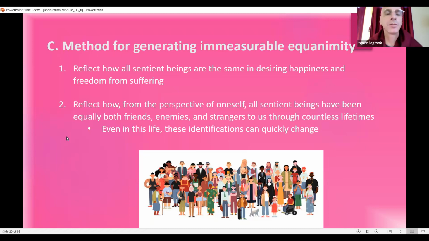Then begin with the first and the main reasoning. Reflect how all sentient beings are the same in desiring happiness and desiring to be free from suffering. So first check in with yourself to see how you yourself have those fundamental desires to have long-lasting satisfaction and happiness and be free from suffering.